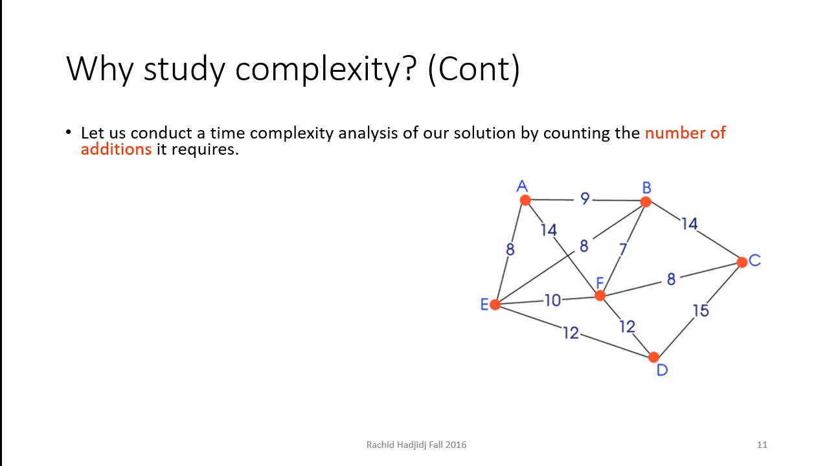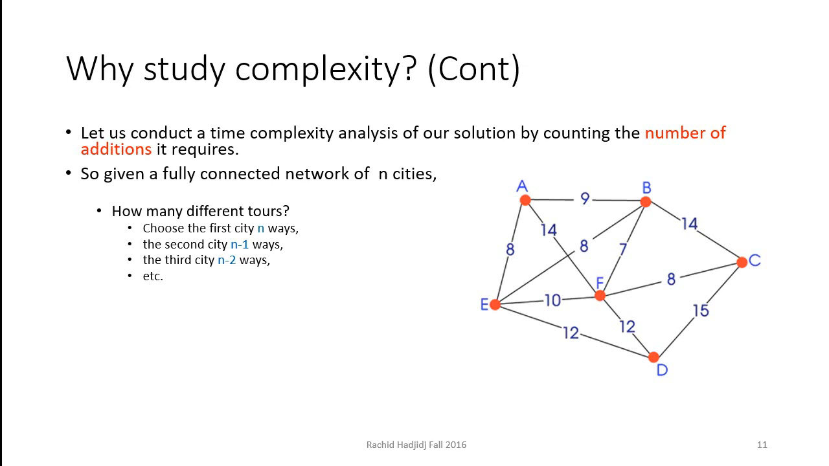For simplicity, in this exercise we'll count only additions, and therefore our complexity formula will be just an approximation of the real complexity. To count the number of additions, we need first to count the number of possible tours and multiply by the number of additions each tour requires to find its length. Now, given a network of n cities, how many different tours are there? This is a counting problem.